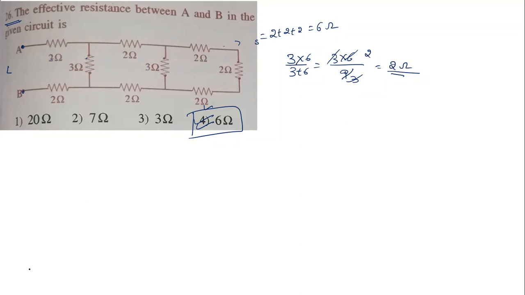I'm going to simplify the last part. This 2 and this 2 and this 2, what combination are they? Series combination. Since it is a series combination, the effective resistance, how much does it become? 2 plus 2 plus 2, 6. Okay, now I'll write the diagram.